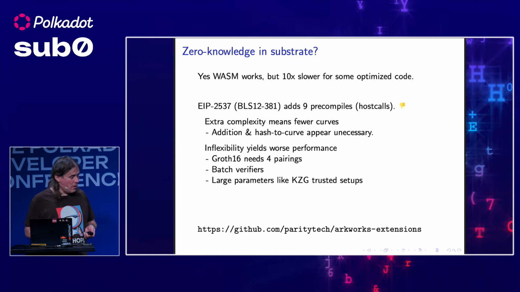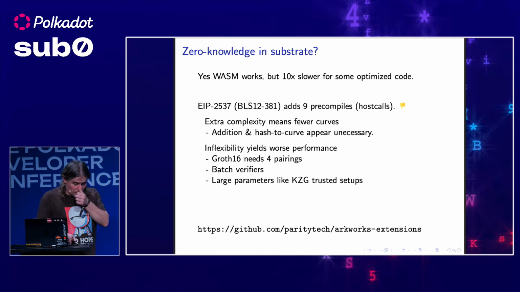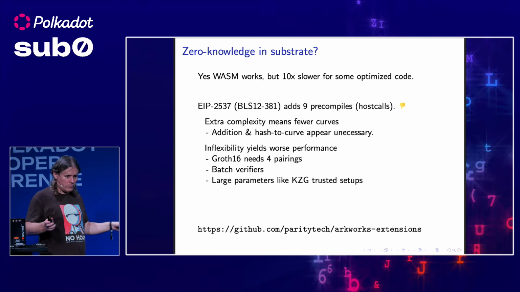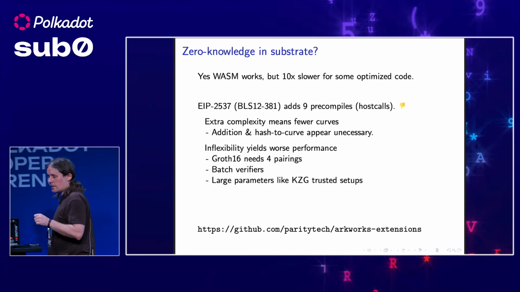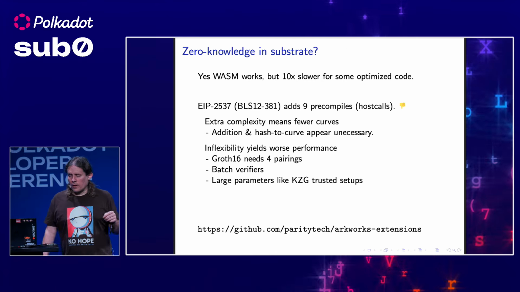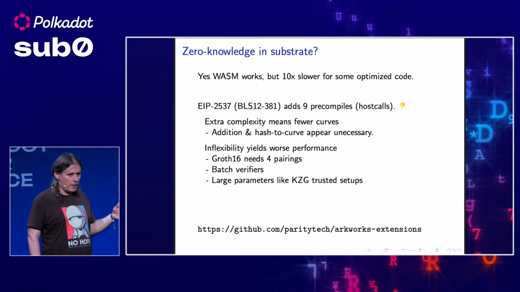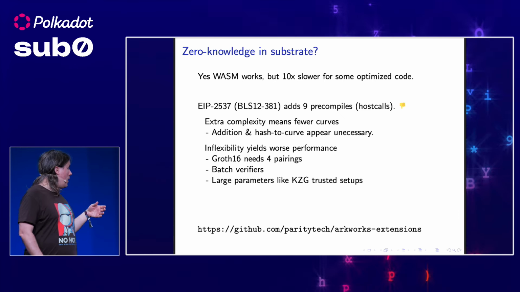Okay, so how to do zero knowledge in Substrate. First of all, of course you can build Rust to WASM. This will work. That tends to be about 10x slower for really highly optimized code, which isn't so great.